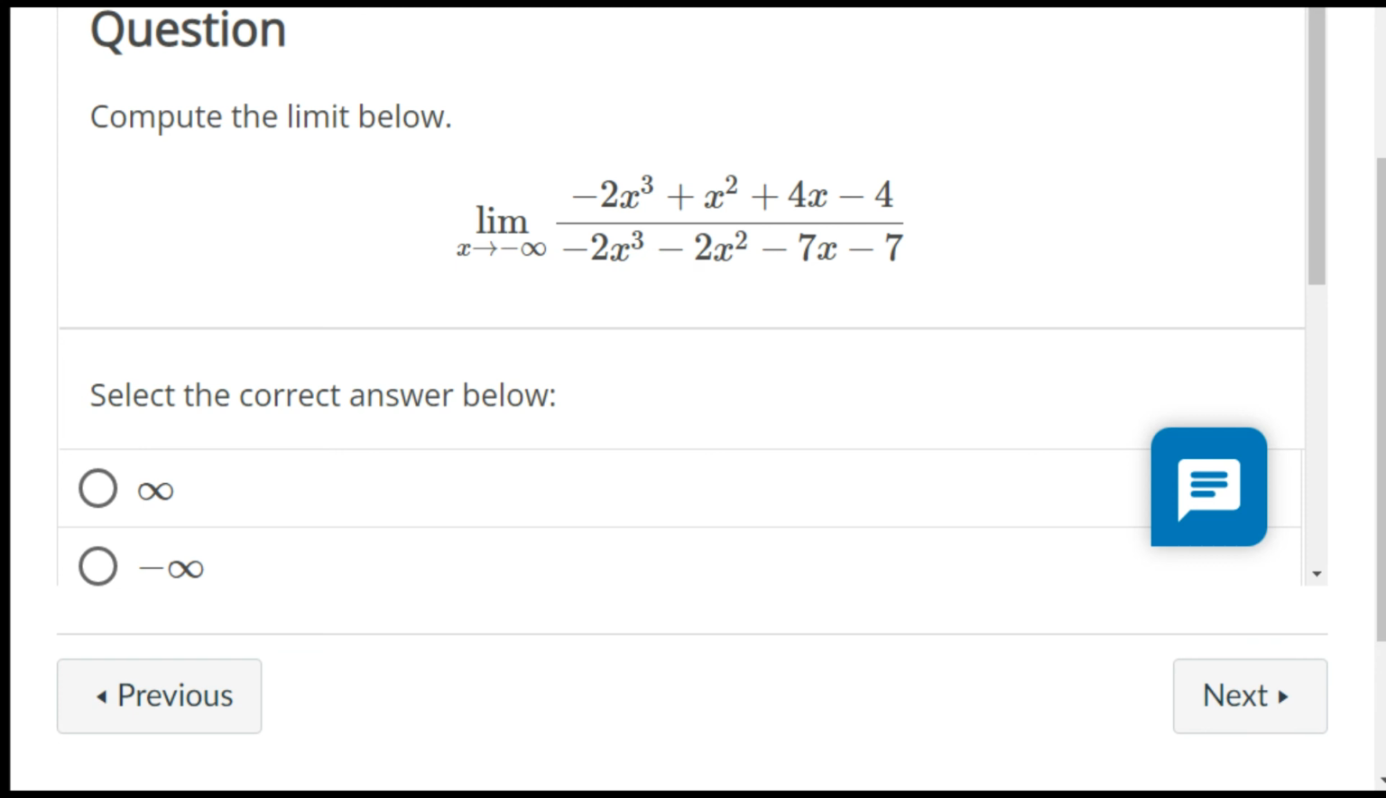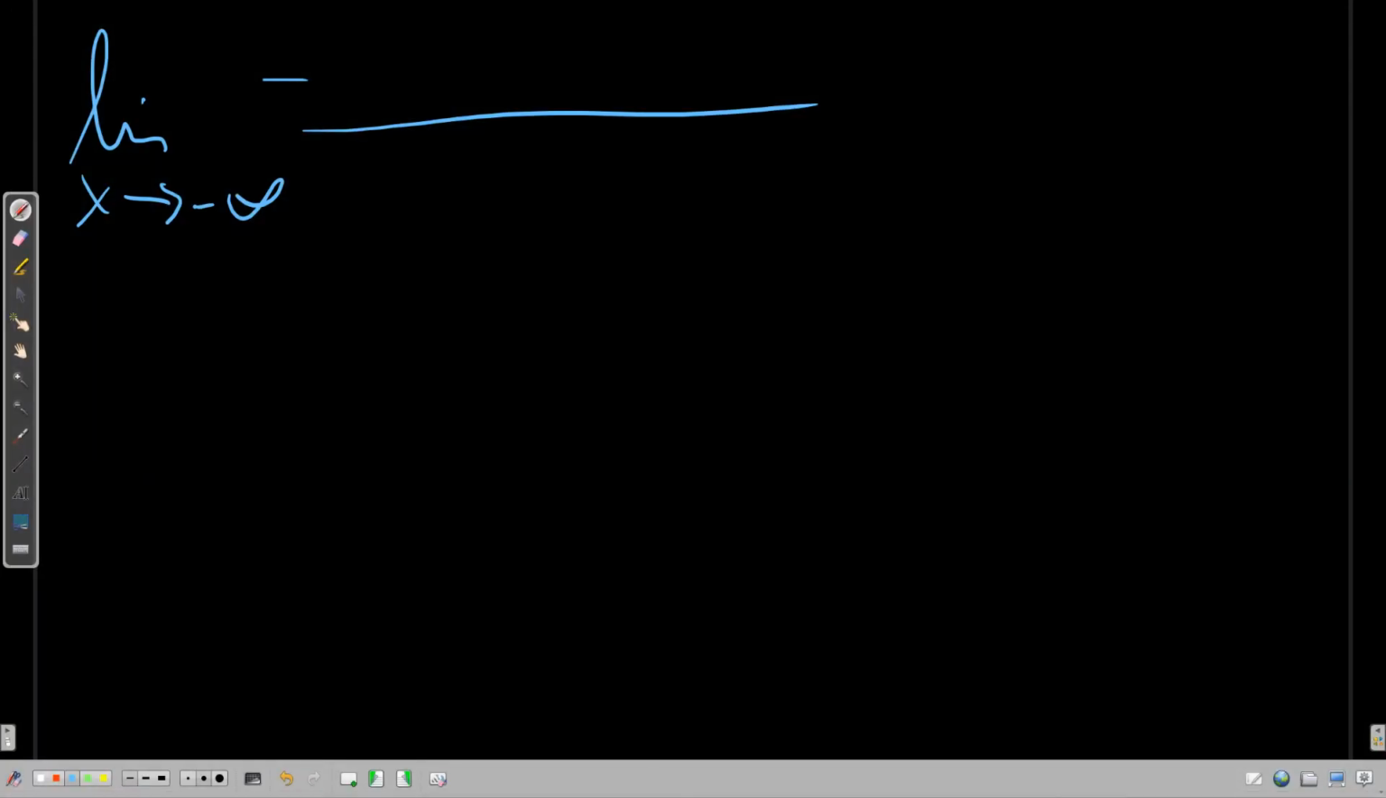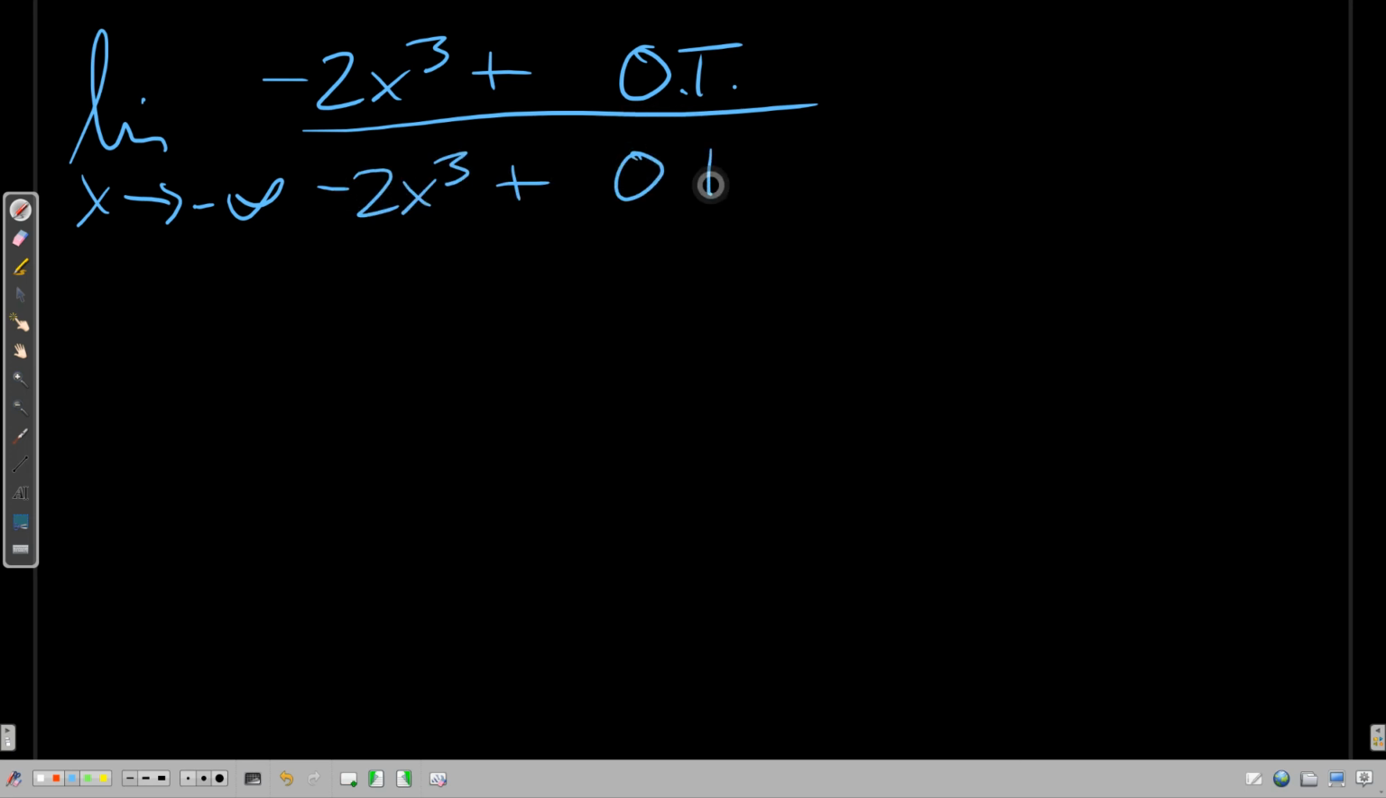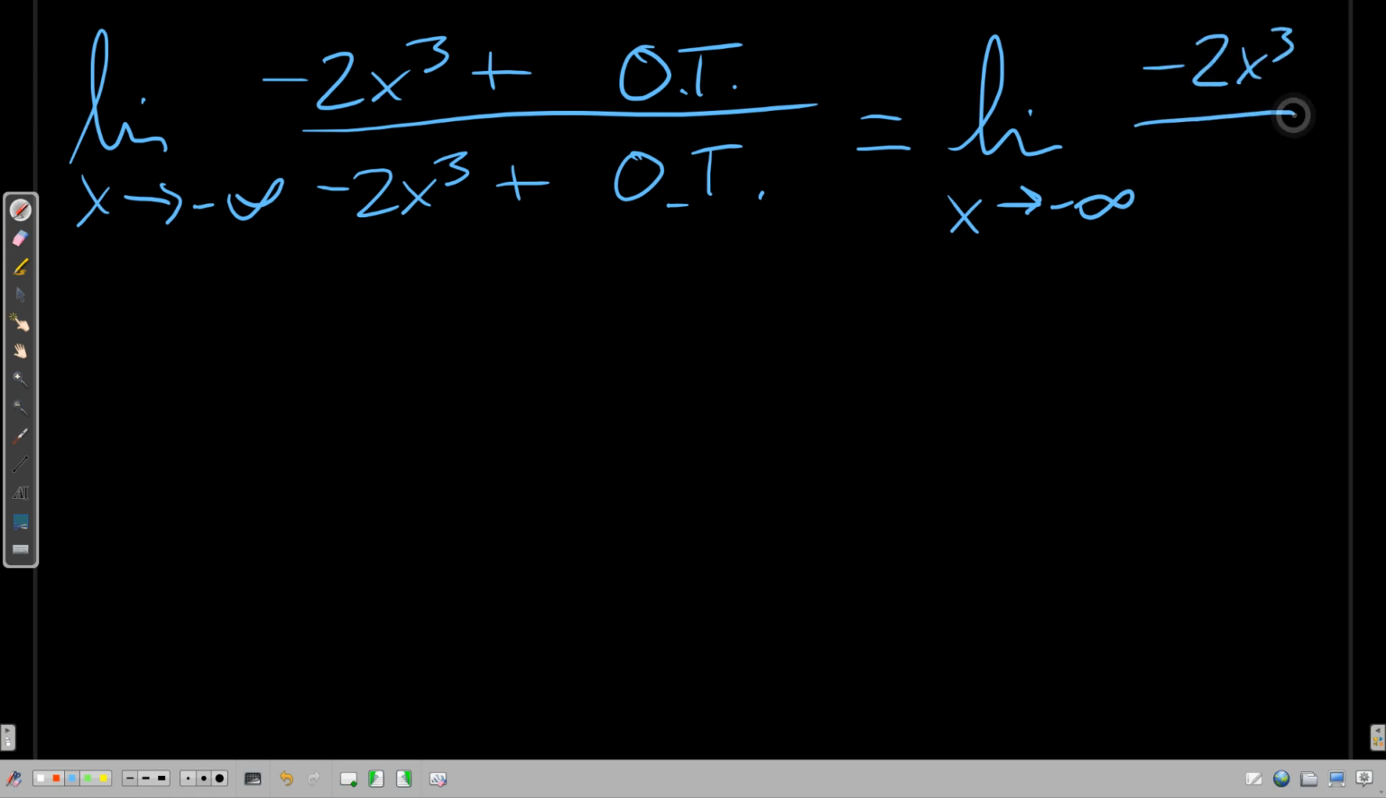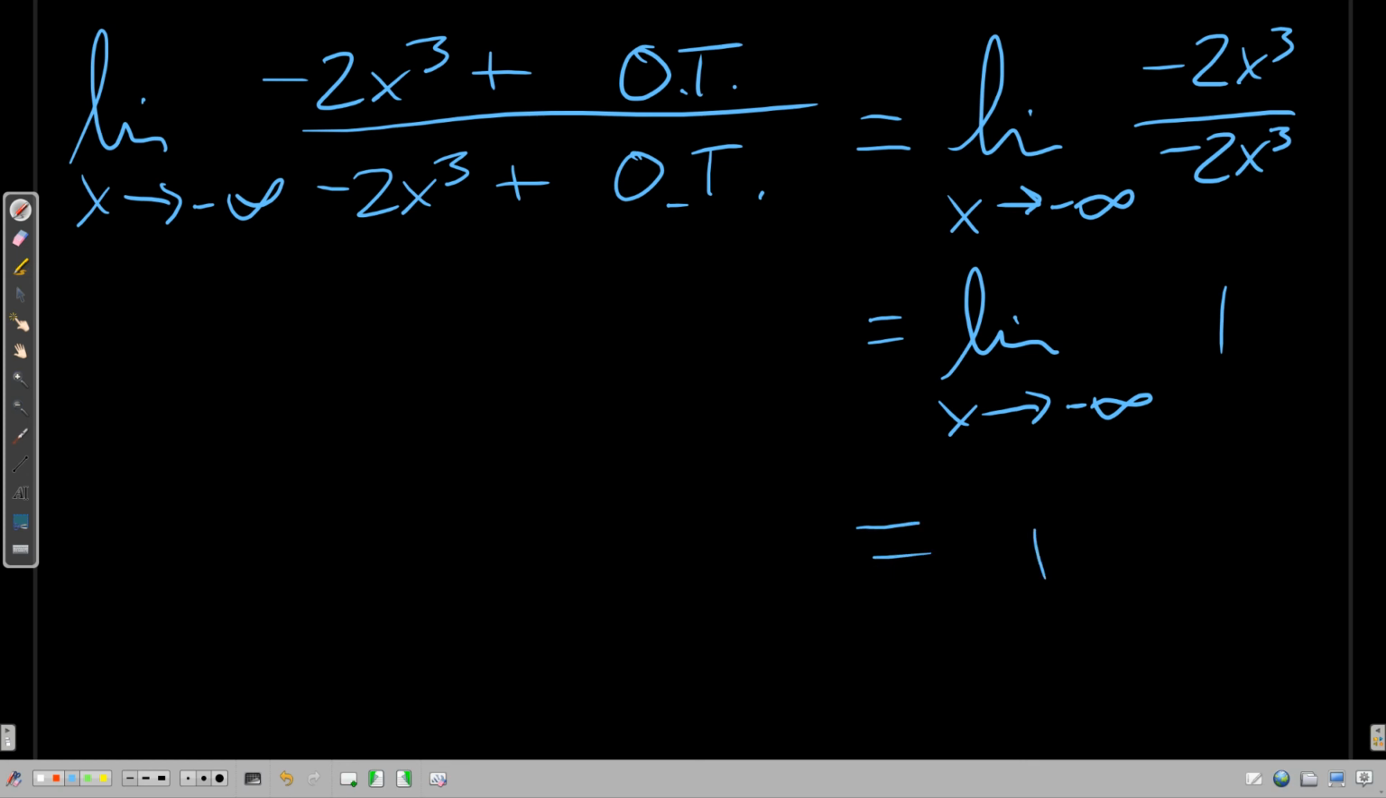And my numerator looks like a minus 2x cubed plus other terms. And my denominator looks like a minus 2x cubed plus other terms. This has the very same limit as x going to minus infinity of just the first term over just the first term. Well, those are the same term. This is the limit as x goes to minus infinity of the constant function 1, which is 1.